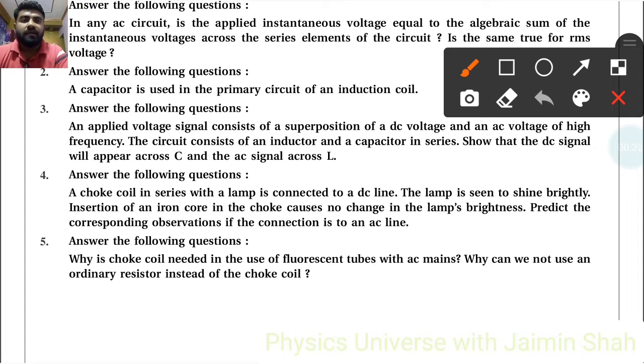Second question: a capacitor is used in the primary circuit of an induction coil. Because whenever the circuit is broken off, the capacitor will provide that external source.